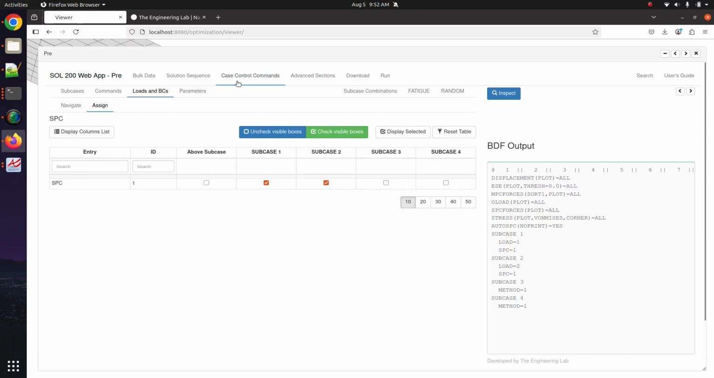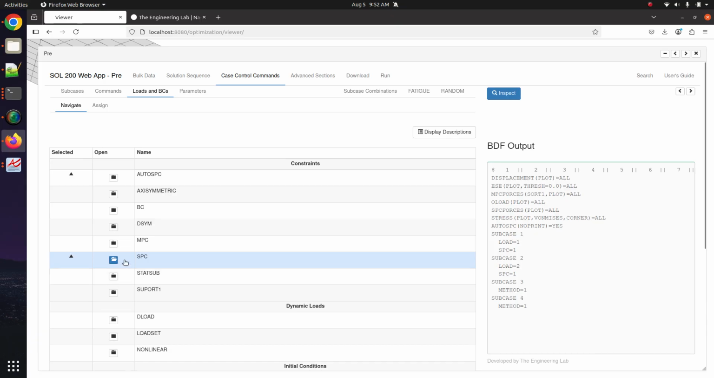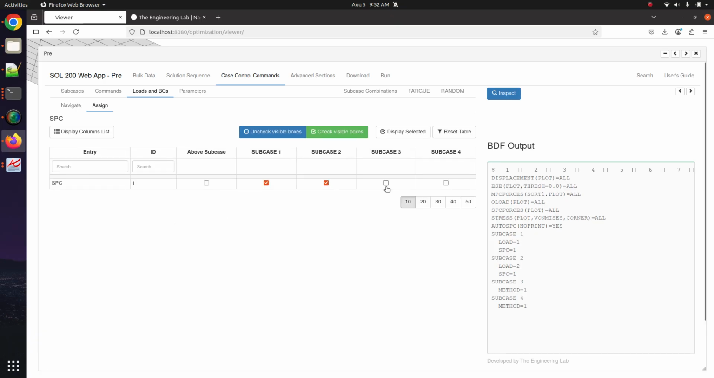subcases. So what we do here, we go to case control, loads and BCs, navigate, we click on SPC. Here we select that SPC and we assign it to subcase 3 and 4. Now, what about outputting the eigenvectors? That's already done for us.